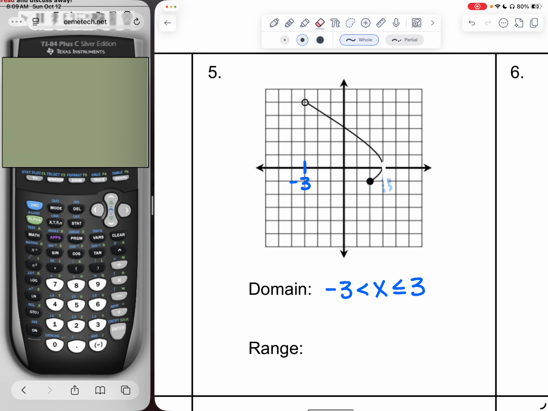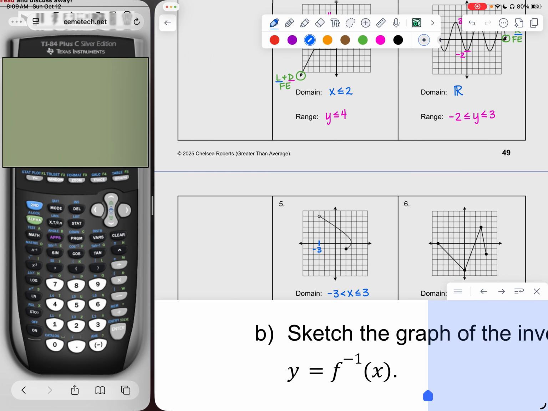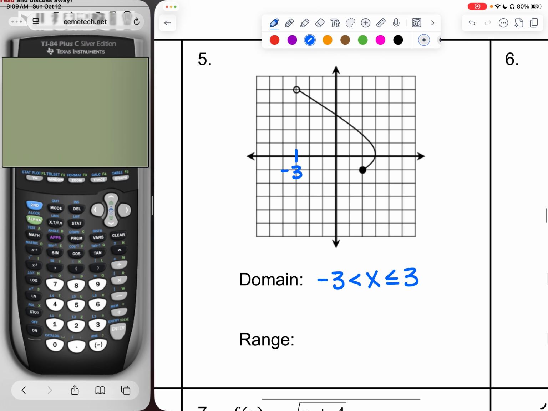Now remember, I can be equal to this +3 here because this is a point. This is a point here on the graph, and it's not an open circle. So I know that that can be included. So that can be equal to.